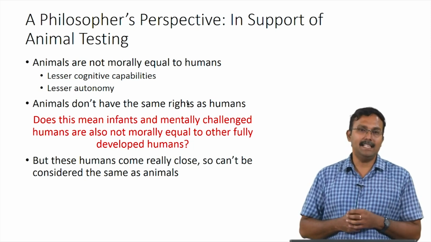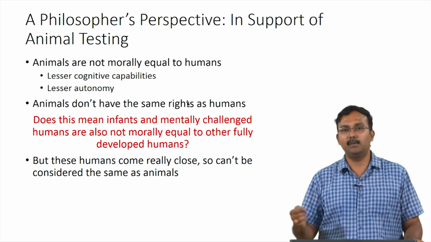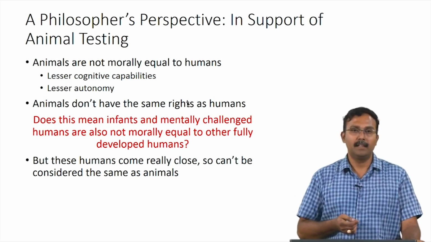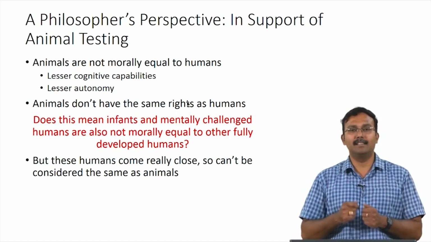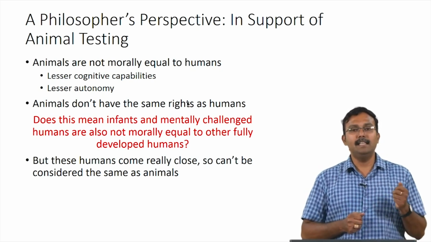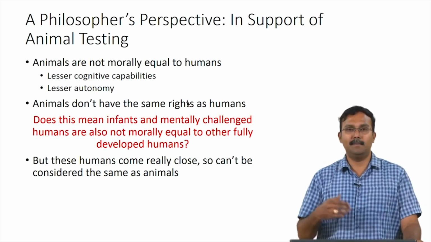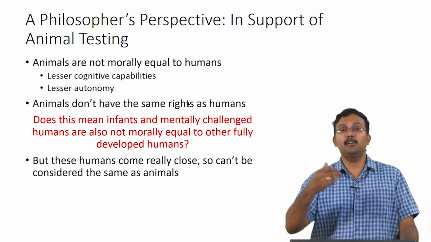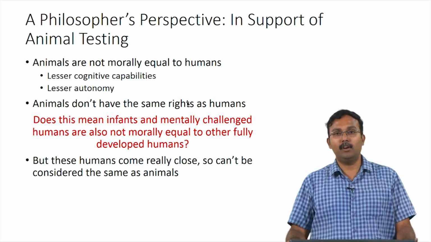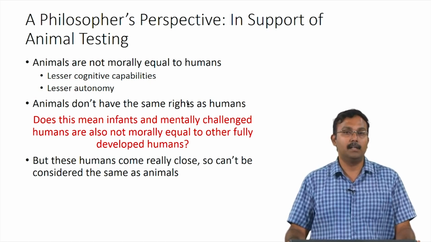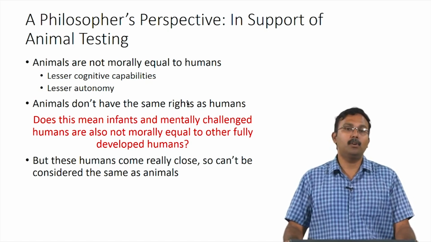However, by applying these rules, you can also say that infants and mentally challenged humans are also not morally equal to other fully developed humans. Would this be an acceptable thing? Then you have to find a compromise and say that these are humans who come really close to a fully developed human. They can't be considered the same as animals, as they either have the potential to be fully developed humans, or they are very close to fully developed humans. Either way we cannot fully say that they are equivalent to an animal. So, these are the philosophical arguments which can be placed in support of animal research.